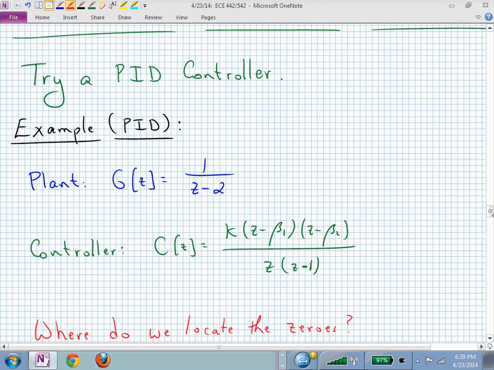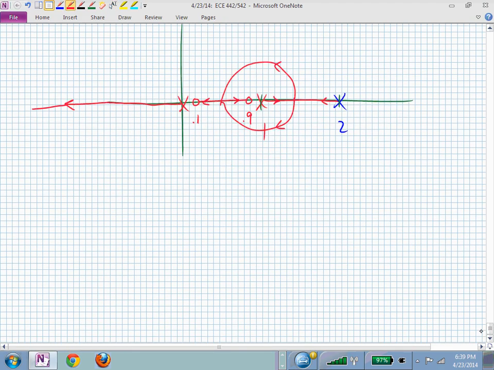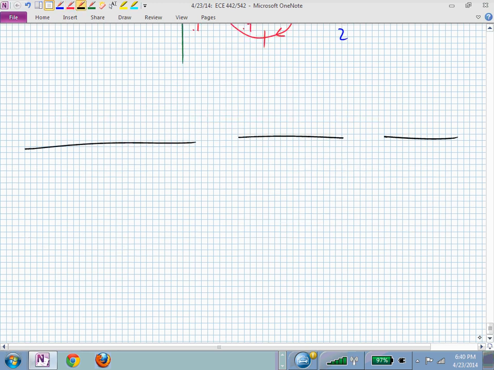Now what do we want to do? Well, this was so fun, sprinkling poles and zeros on the z-plane, that we can do that in general.